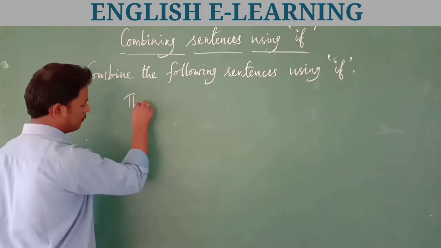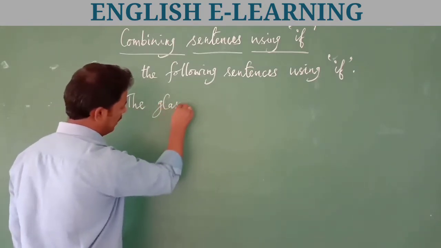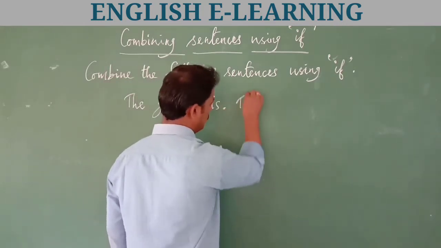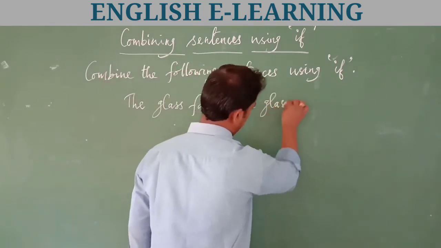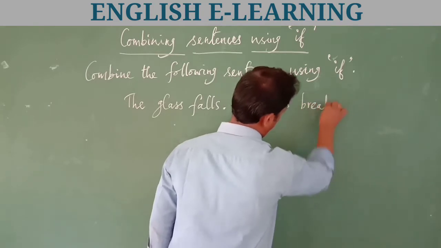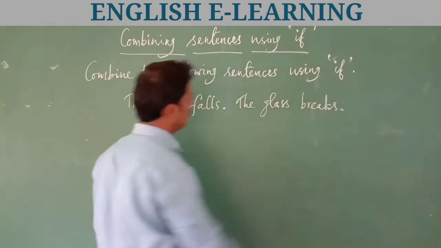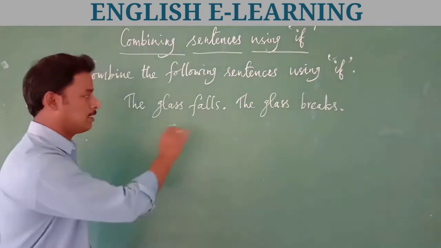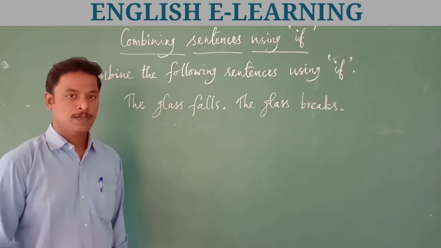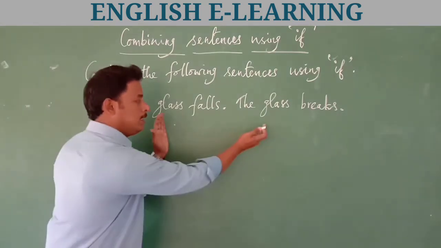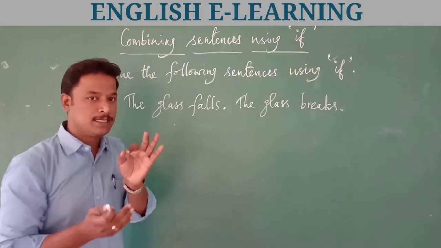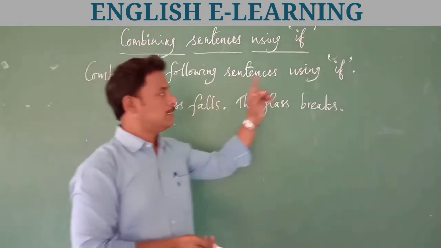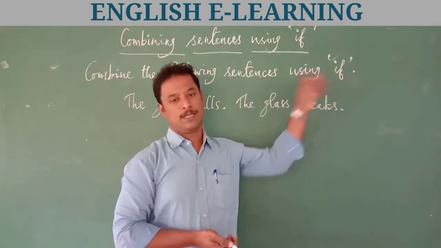The question is, the glass falls, the glass breaks. The glass falls, the glass breaks. These are the given sentences. Now, we have to combine these two sentences into a single sentence, and we must apply the subordinating conjunction if.